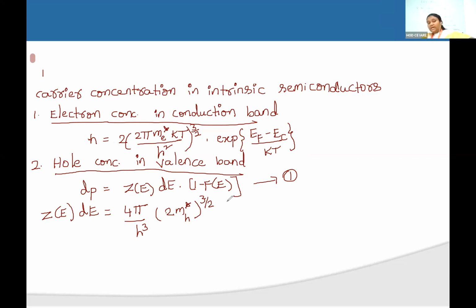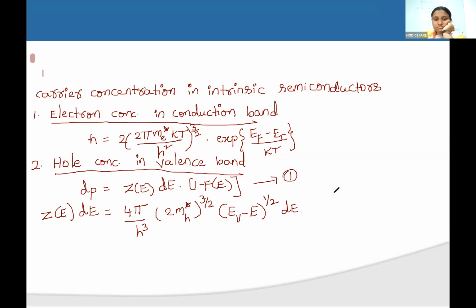But that E to the power of half, we have replaced it with (EV minus E) whole to the power of half. Can you tell me why we have done this? Why did we make that change?